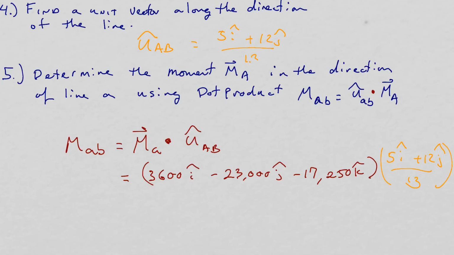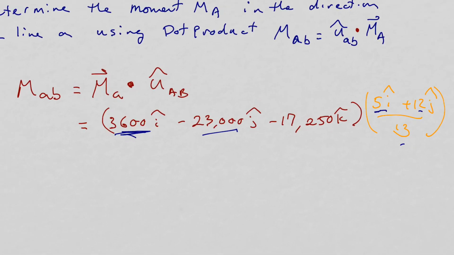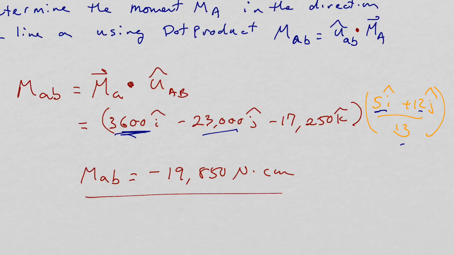Okay, and when we do our dot product, remember we just multiply like terms. So this I term times 5/13, the J term times 12/13. There is no K term, so that will go away. That leaves us then with a moment MAB equal to negative 19,850 Newton centimeters.